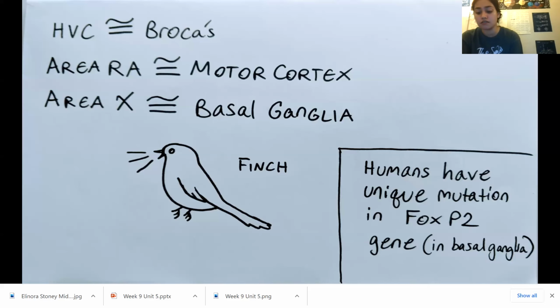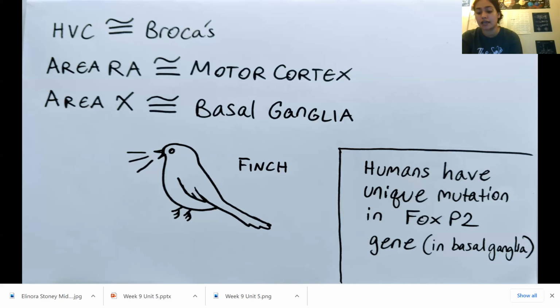Yeah, so all of this is similar to humans, where damage to Broca's area causes difficulty in producing speech in both adults and children, and then damage to the basal ganglia causes difficulty learning new pronunciations, but doesn't affect what has already been learned.